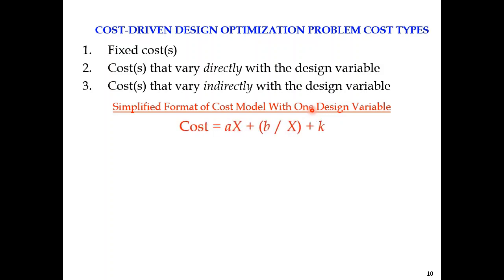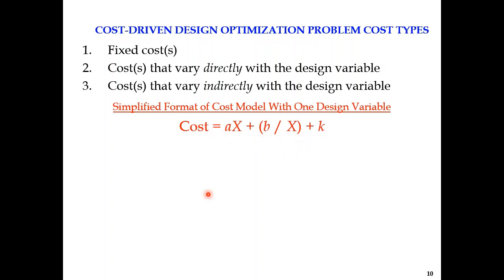So simply we can write the cost function in such a general way. Depending on our design variable x, some of the costs will increase directly with the design variable. So if we increase the value of x, the cost will also be increased. And some will be decreased with the value of x. So when x is increased here, then b over x is decreased. And this is the fixed cost, so it doesn't depend on the design variable. Okay? So this is a general representation.